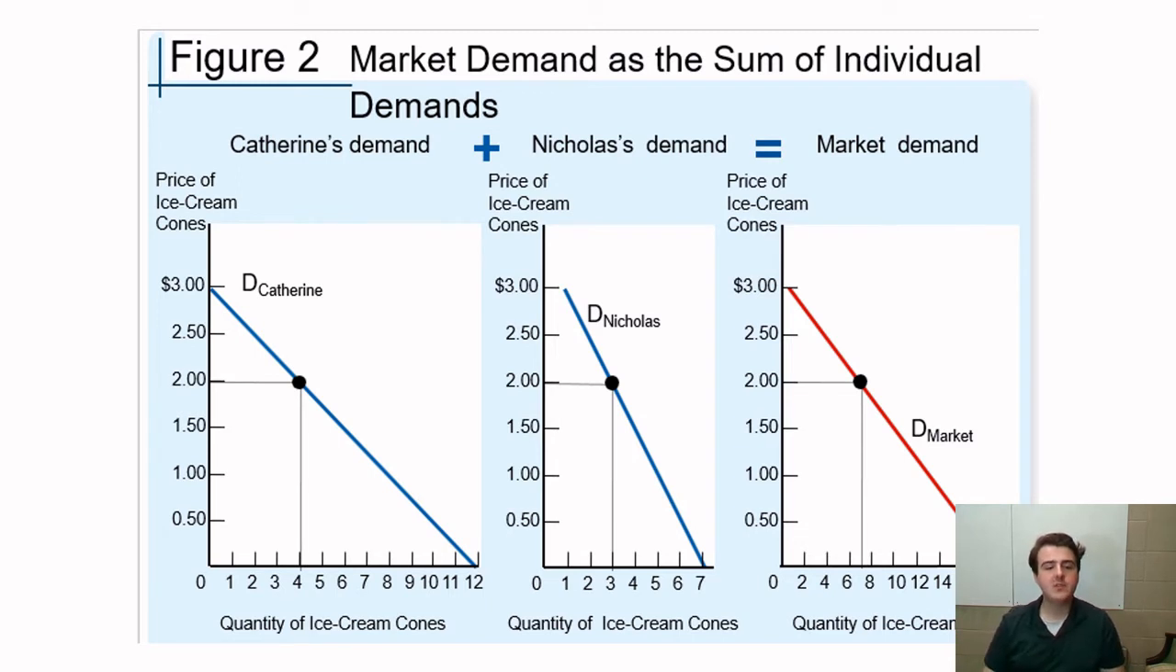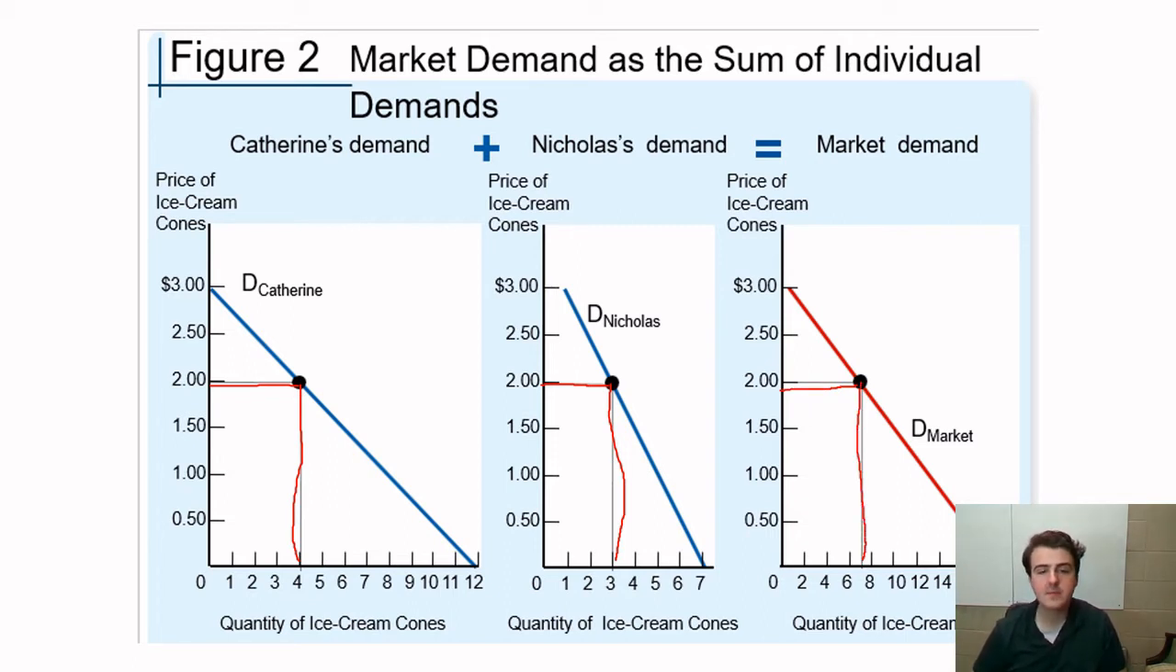And last but not least, the number of buyers. As you add more buyers to a market, you increase demand. This should make pretty perfect sense. This is because market demand is the sum of individual demands. In this example here, at $2, Catherine wants 4 ice cream cones. At $2, Nicholas wants 3. So at $2, the market together wants 7.